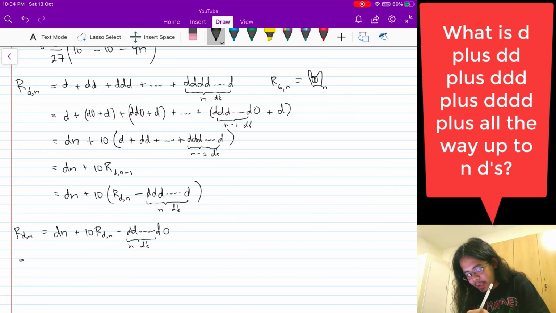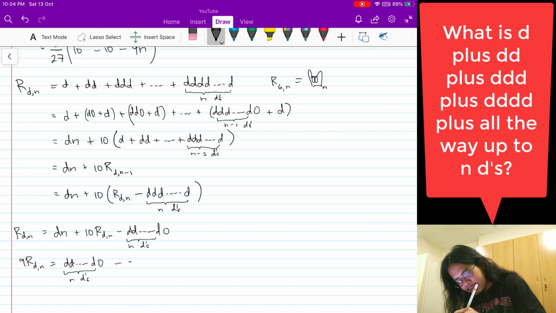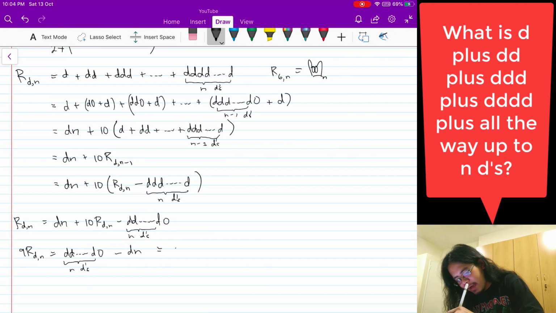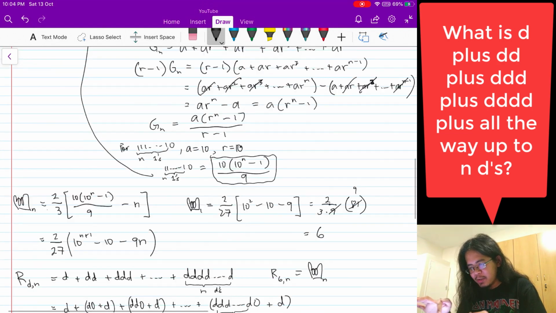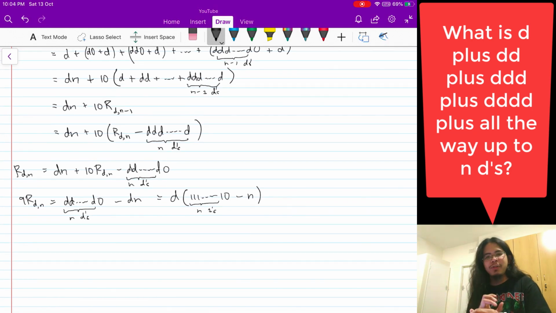Let's simplify algebraically. You have 9 R sub d, n is equal to d, 0, n instances of d's, minus d, n. Okay, again we can factor out the d. It will give us 1 1 1 1 0. Here there are n number of ones minus n. This term is just similar to the term here, because we've already factored out the d dependence.